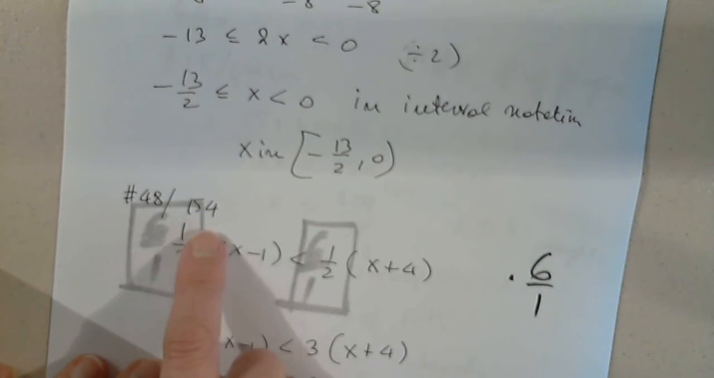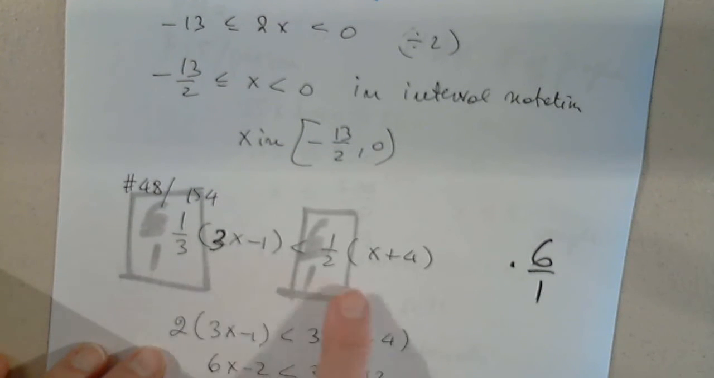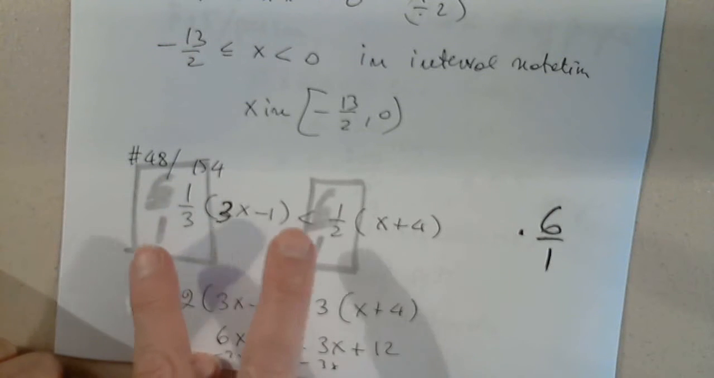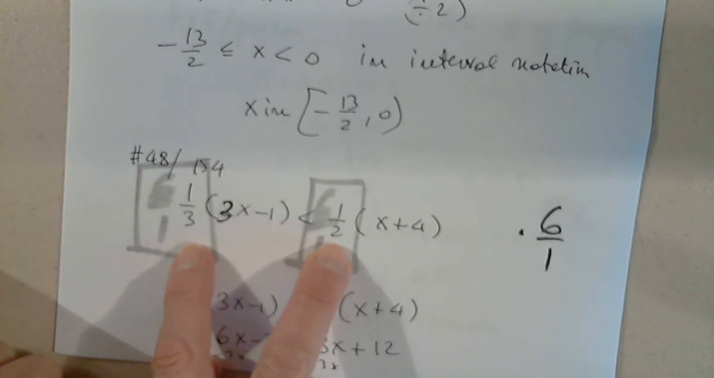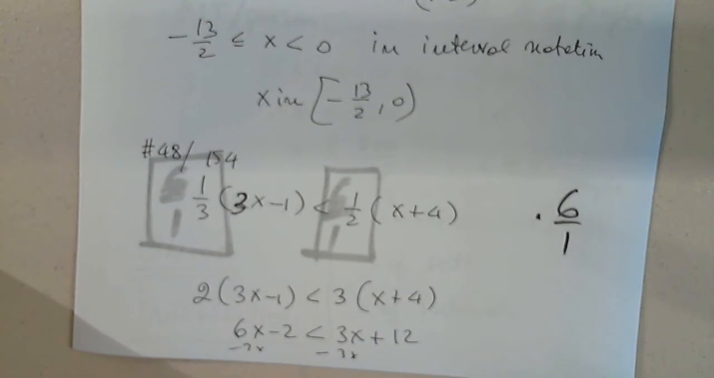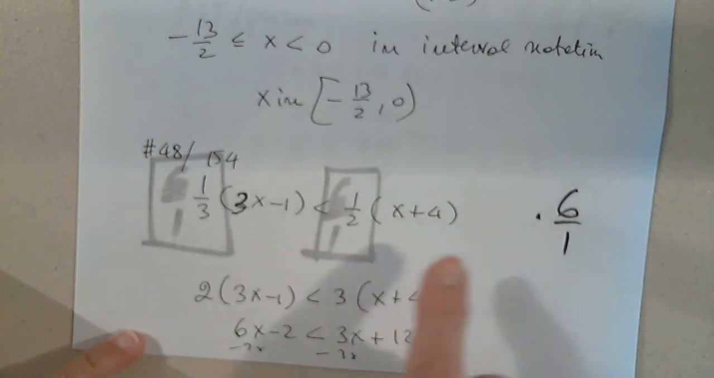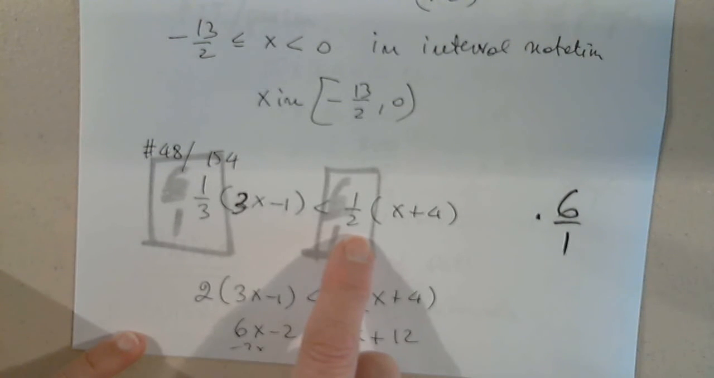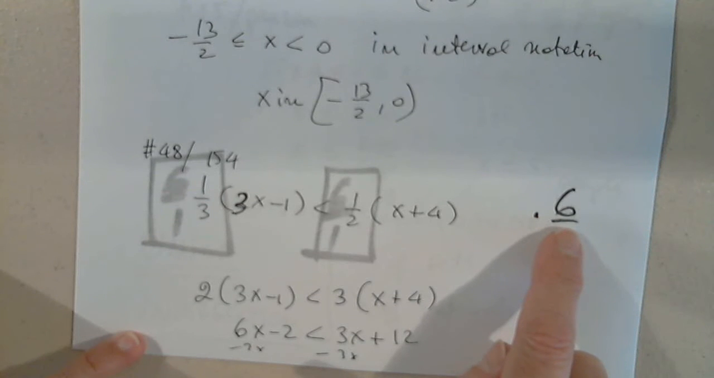Then problem 48 on page 154, it had some fractions involved. The easiest thing to do is to eliminate the fractions in front instead of distributing them. Distributing them will give us the same answer, but I think it will be a little bit more difficult. So we decided to multiply both sides by 6 because 3 and 2 have the least common multiple, or the least common denominator, 6.